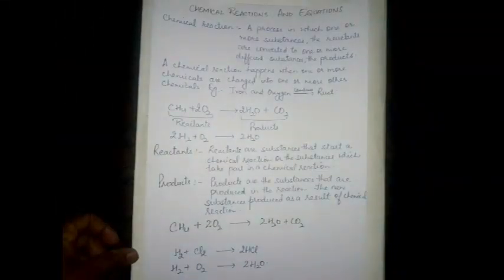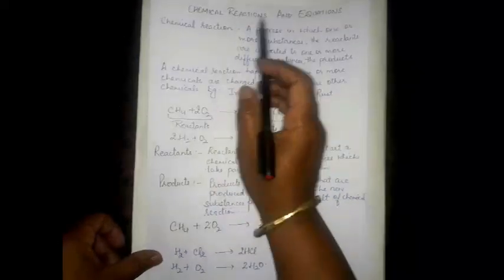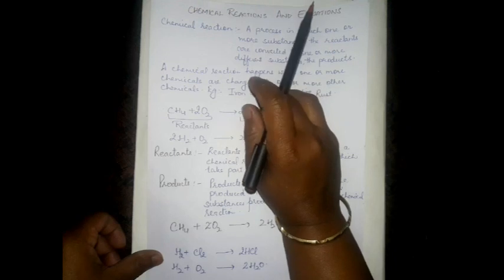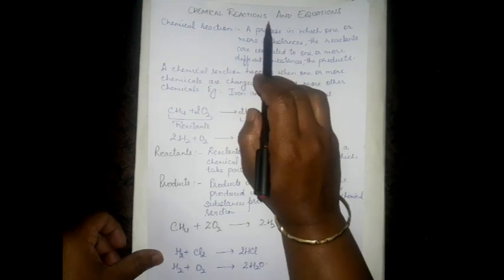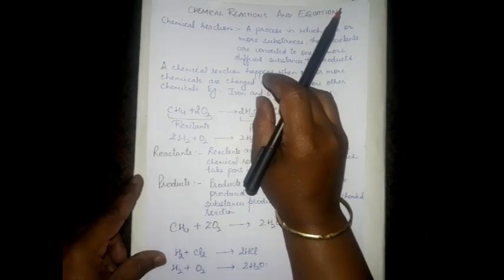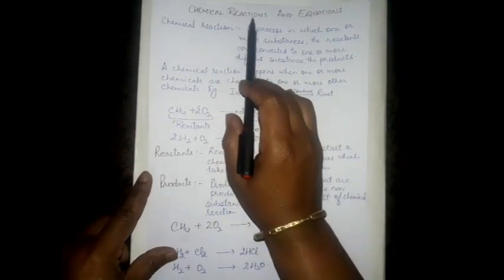Good morning, students. Today we are going to read our chemistry's first chapter, Chemical Reaction and Equation. In this unit, we are going to read chemical equation, writing of chemical equation, balancing chemical equation. Now, what do you mean by chemical reaction?